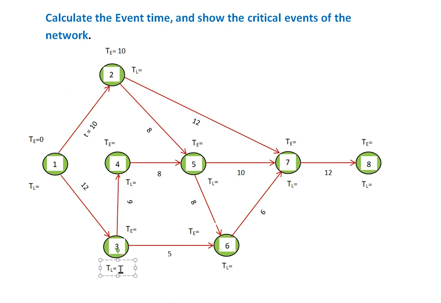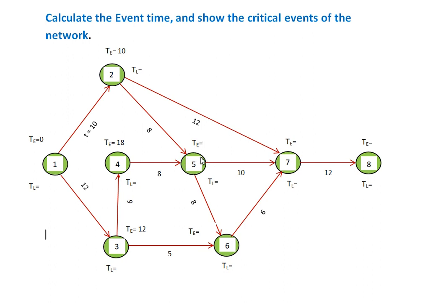So for event 3 it will be 0 plus 12, so it will be 12. For event 4, the TE will be 12 plus the time duration, that is 6. 12 plus 6 is equal to 18. And for event 5, what will be the TE? 18 plus 8, that is 26.